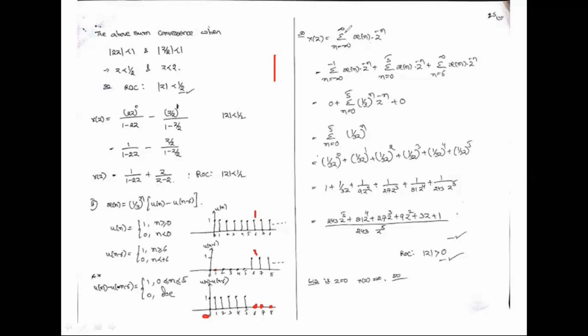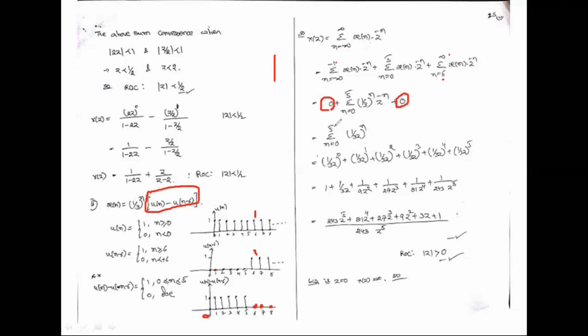See here in the definition of minus infinite to infinite. Minus infinite to minus 1 is 0, and 6 to infinite is also 0. There are no negative values here, and no positive values from 6 to infinite also. So both are zeros. Only we have the range from 0 to 5: 1 by 3 whole power n z power minus n. This total function is 1 in the range of 0 to 5. Got it, my dear students?